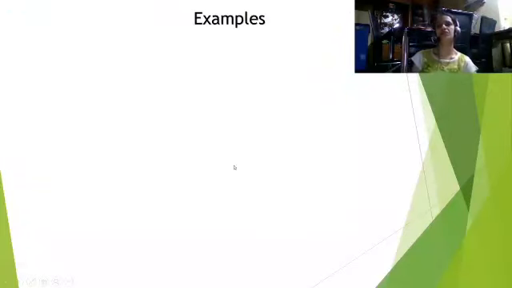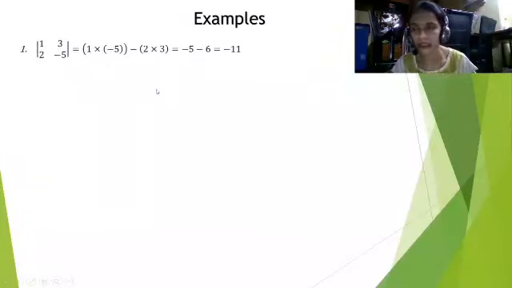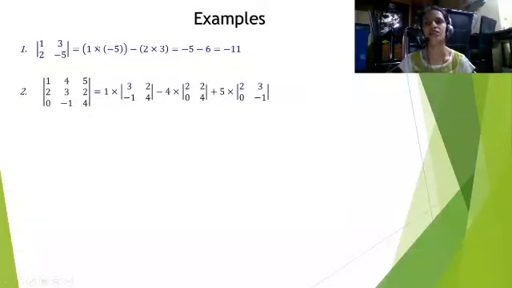Okay, now we will see some examples. This is a simple 2 by 2 determinant, 1, 3, 2, minus 5. How to expand? It is 1 into minus 5 minus 2 into 3. So it is minus 5 minus 6. What is the answer? Minus 11.